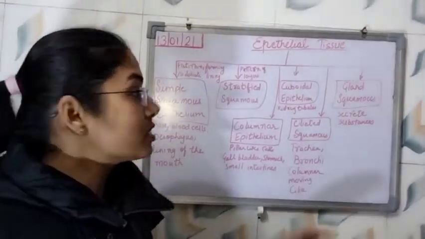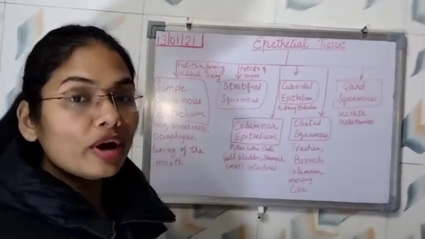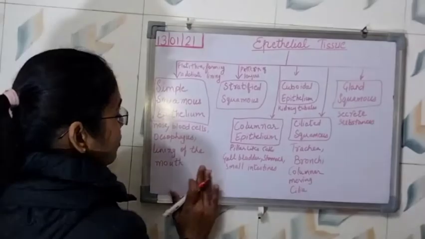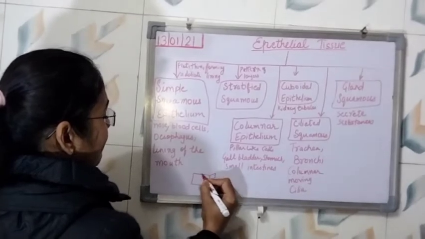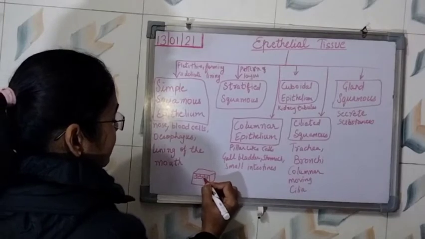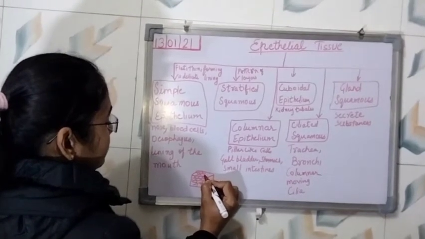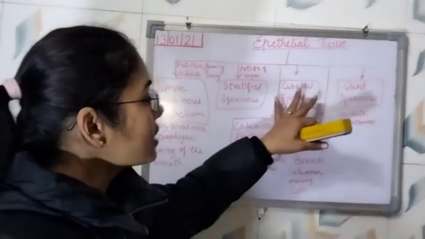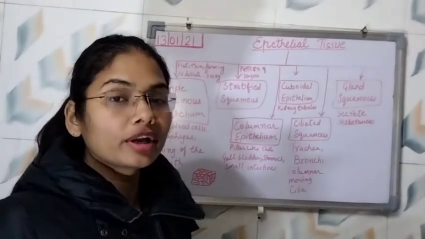The next we have is cuboidal epithelium. As the name suggests, the shape of the cell is cuboid, like this, and the cells are present in it. This cuboidal epithelium is present around the kidney tubules, right? They form the kidney tubules.